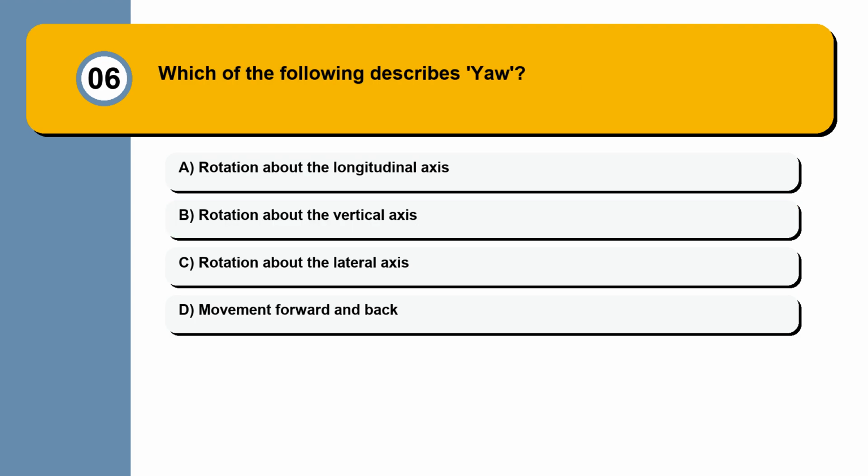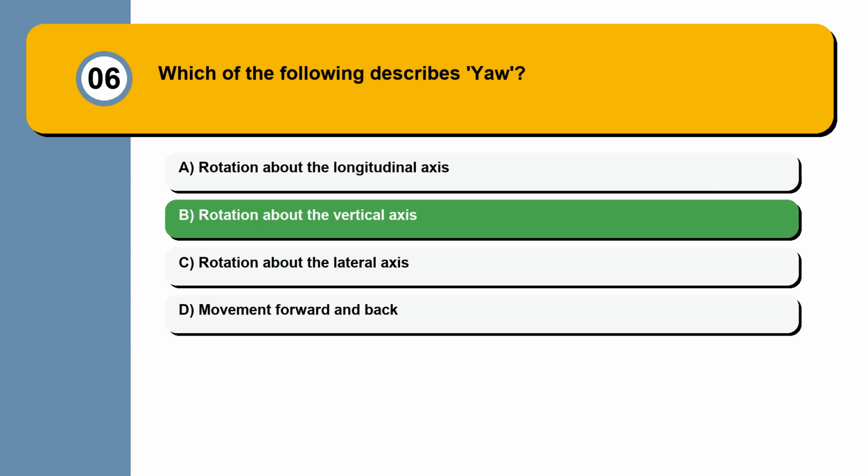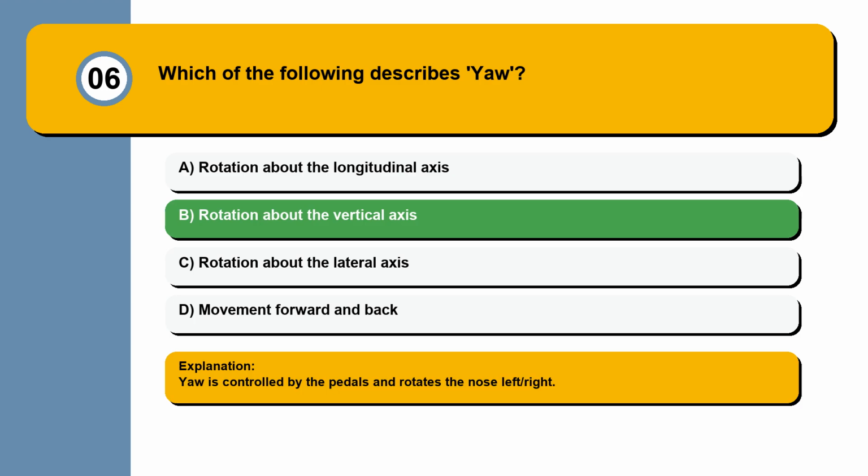Question 6. Which of the following describes yaw? Rotation about the longitudinal axis, rotation about the vertical axis, rotation about the lateral axis, movement forward and back. Yaw is controlled by the pedals and rotates the nose left/right.